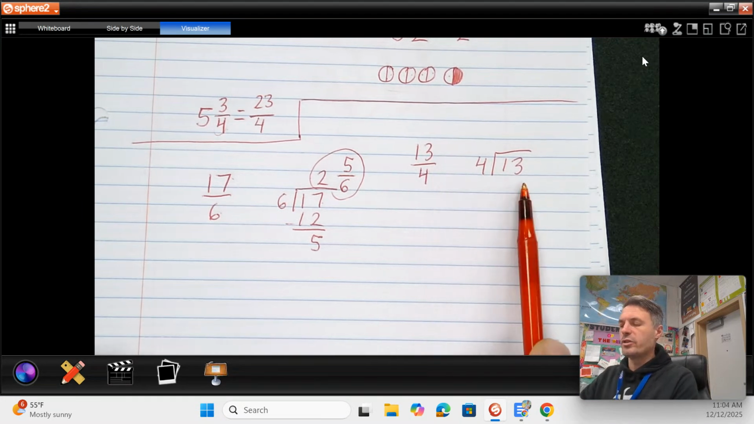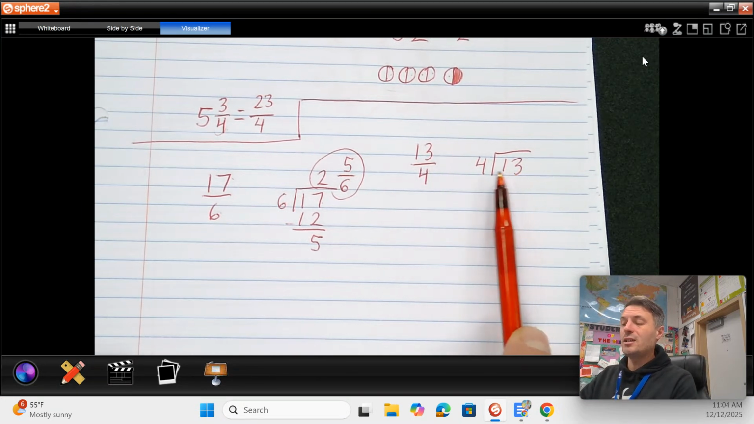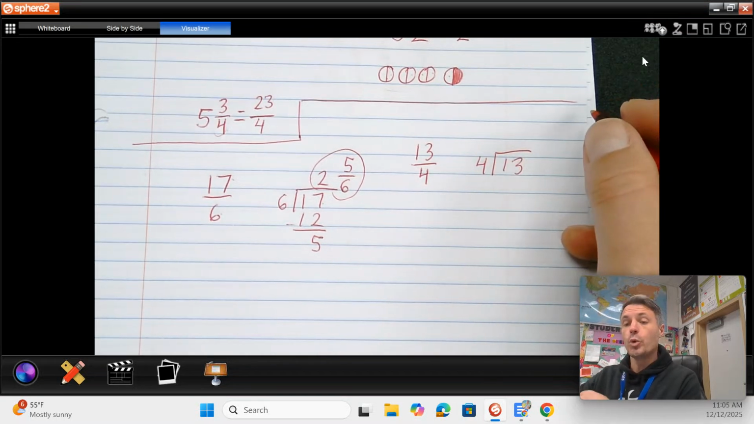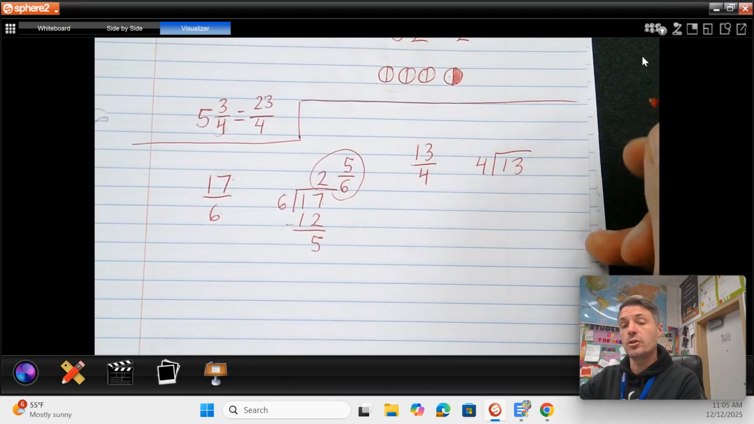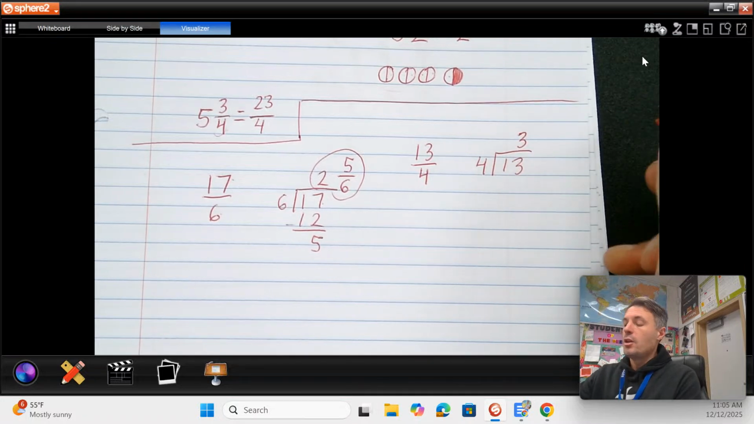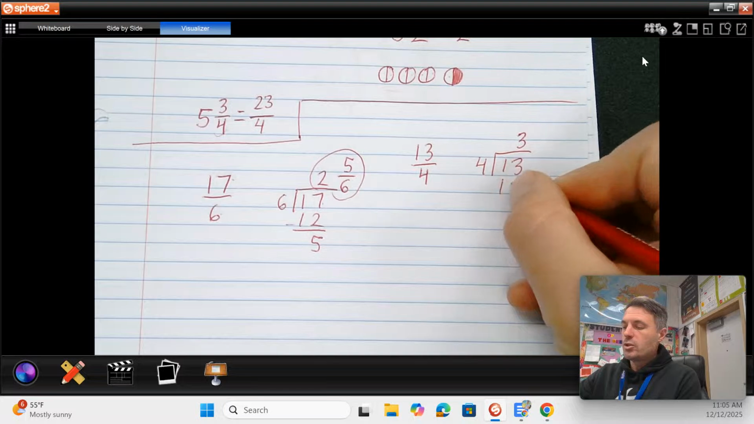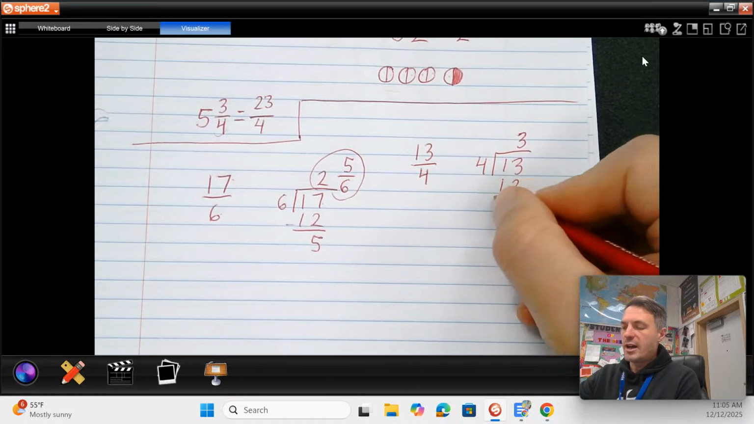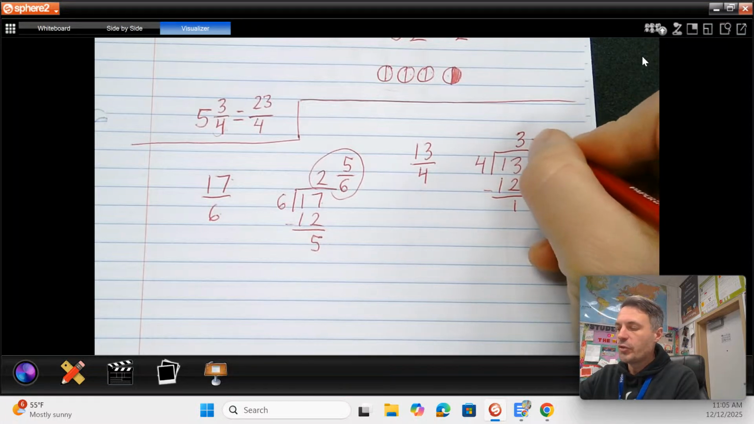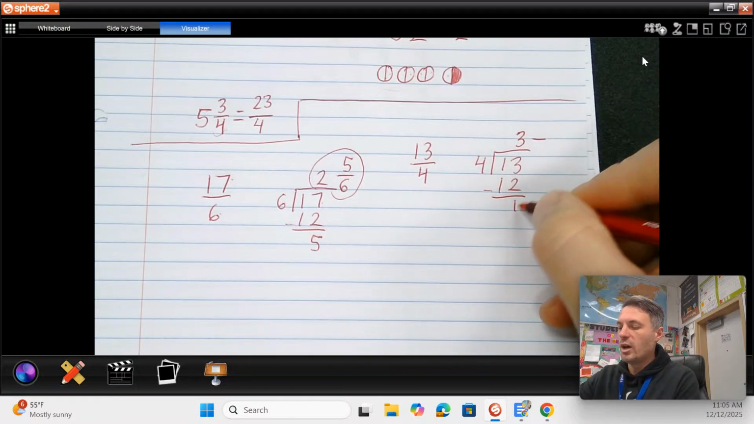So 13/4 gets rewritten as 13 divided by 4. How many times can 4 fit into 13? Well, 4 times 3 is 12, and that's as close to 13 as we can get without going over, so it can fit in 3 times. Then we multiply. 3 times 4 is 12. Then we subtract. 13 minus 12 is 1. And then the fraction is 1/4.